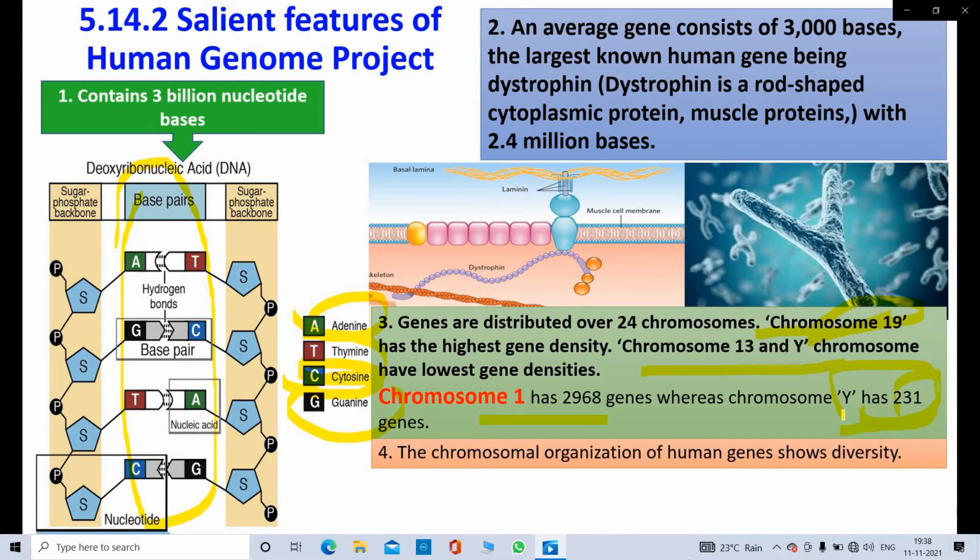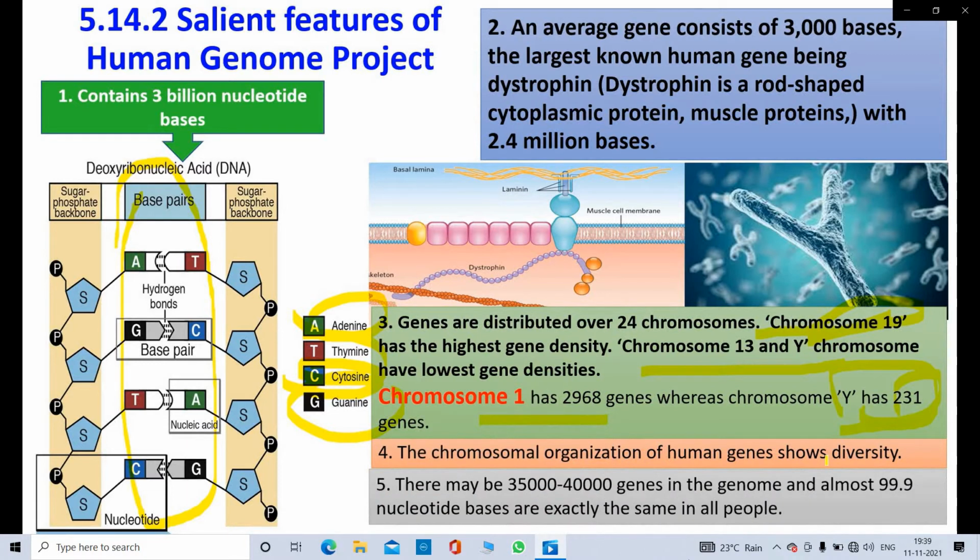And next one, the chromosomal organization of human genes shows diversity. So you can't see a similar organization. There is always diversity. And the fifth point is, there may be 35,000 to 40,000 genes in the genome and almost 99.9% of the nucleotide bases are exactly the same in all people. So this is a very important one.